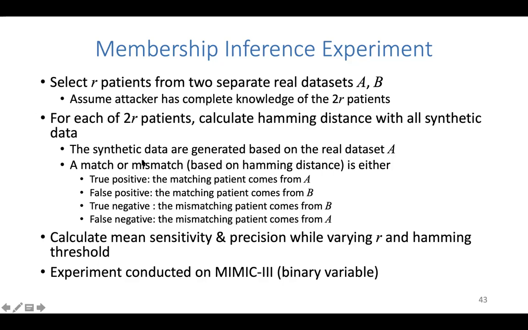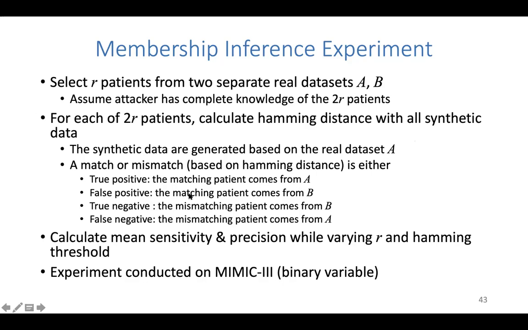So a match or mismatch based on Hamming distance is either a true positive or not. Given your 20 patients, you calculate Hamming distance with all synthetic data that was generated from A. But your 20 patients come from A and B. So a true positive is when the matching patient comes from A. So if one of your 10 patients from A is matching with a synthetic record that was generated based on A, then that is a true positive.